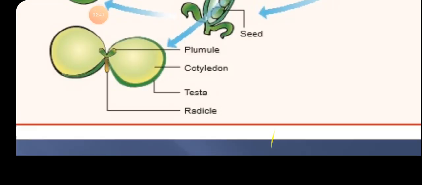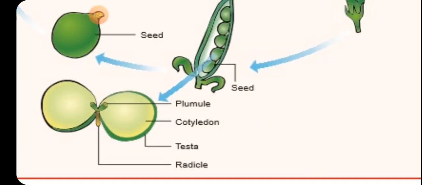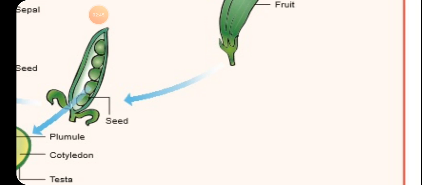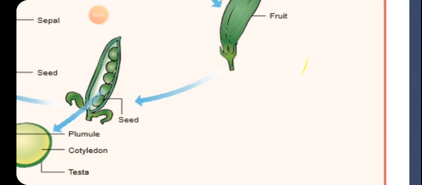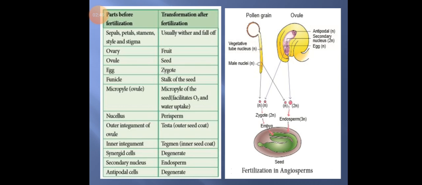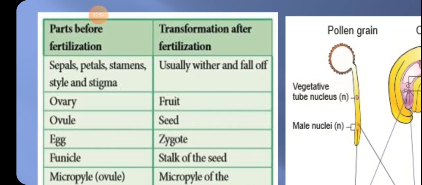Then the next one. Here, what are the organs? Here are the parts before fertilization, what the organs in the flower are, and what each part is converted into. Listen: the parts before fertilization and the transformation after fertilization.